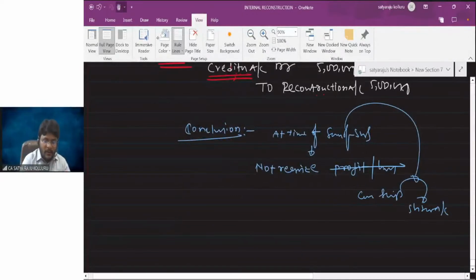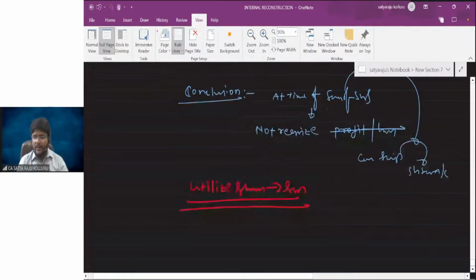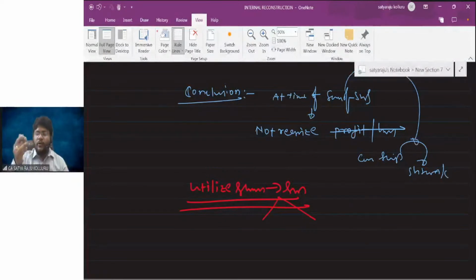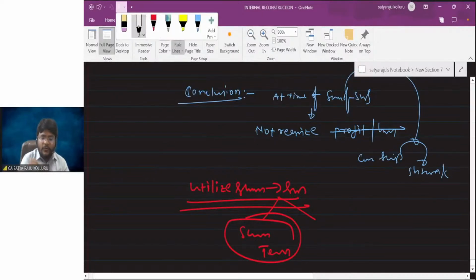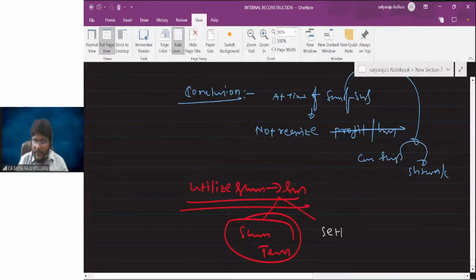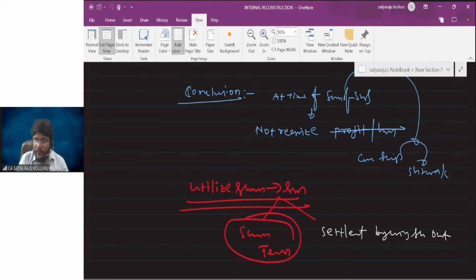Now, if you utilize such share surrender and issue shares to any party, at that point of time you need to work out two things. One, you need to issue the shares. For that, share surrender to share capital. Now, at the time of settling to that party, you are recognizing the profit which you derived through share surrender. Now you are issuing the equity shares out of the share surrender. Now you are settling that party. At the time of settlement, by using shares out of share surrender, you will recognize the profit.